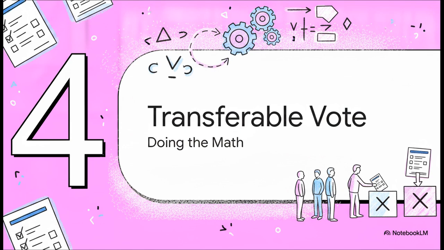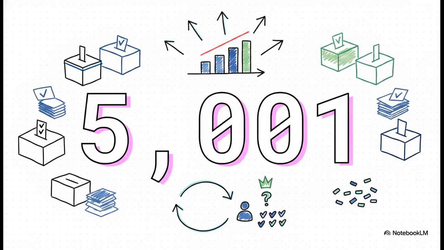Section 4. The transferable vote algorithm, doing the maths. Okay, so to be elected in a single transferable vote system, which is a really fascinating variant of proportional representation, a candidate actually has to reach a specific mathematical threshold of support. This is called the quota. So it's not just about getting the most votes, it's about getting enough votes to prove you have a true mandate.